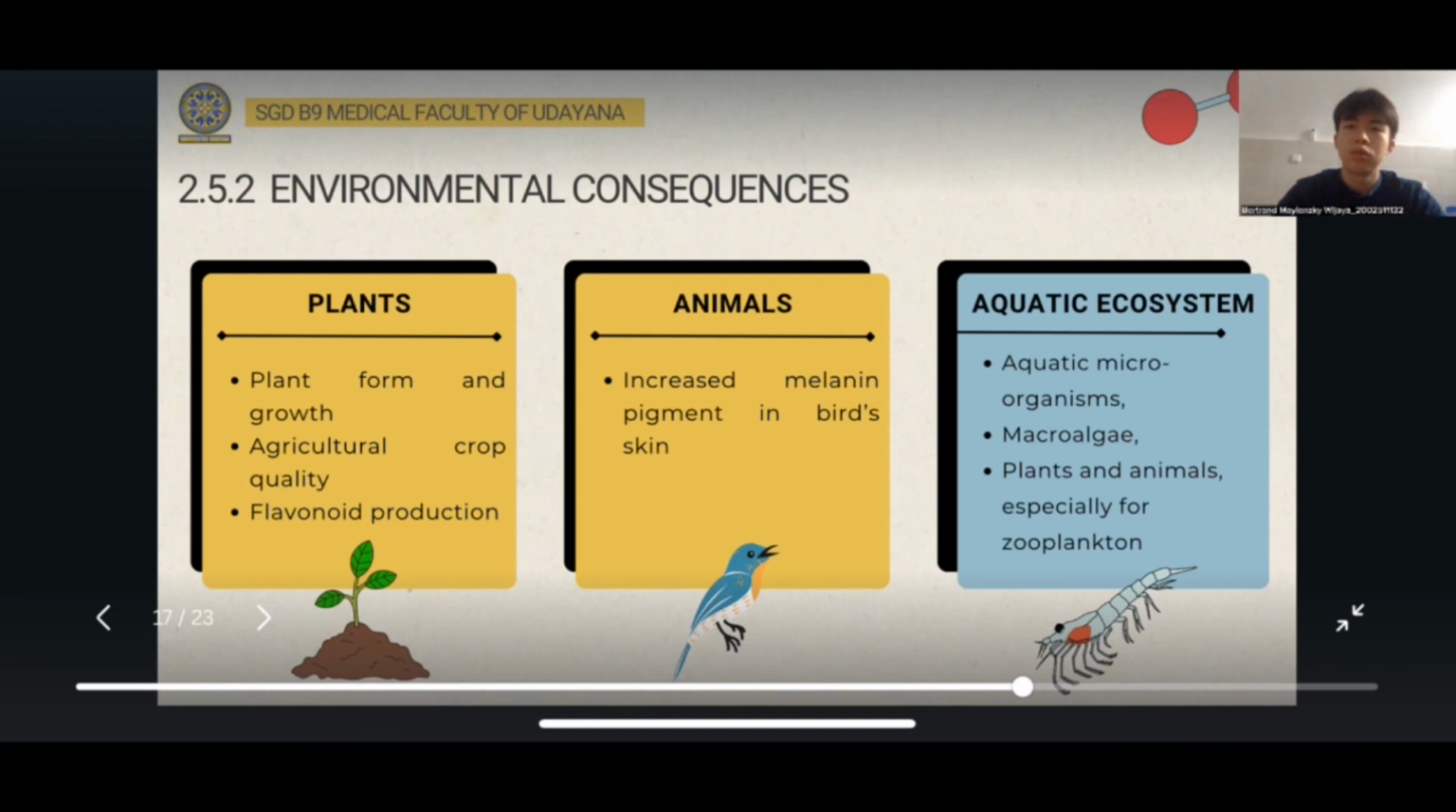Zooplankton is capable of adapting to these changes in UV radiation, but exposure to excess UVB radiation can lead to DNA damage, reduced fitness, changes in behaviors, and ultimately mortality, which can lead to reduced fish production with implications for the whole marine food chain. That's all for the environmental consequences.